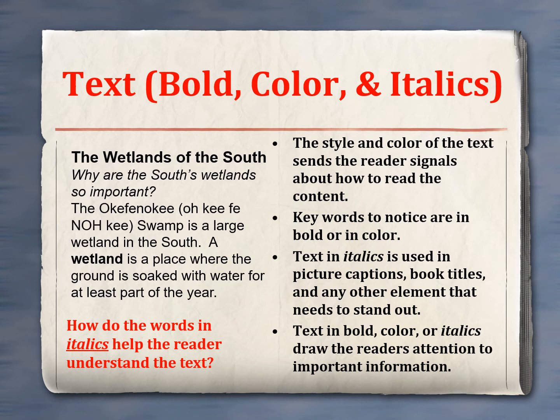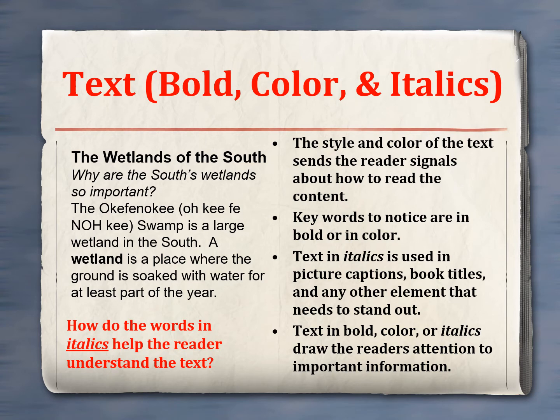So let's take a look at this little short paragraph here, "The Wetlands of the South," okay? So we can see that that's bolded, so that is probably a subheading, okay, out of a larger text. "Why are the South's wetlands so important?" We can see that that's italicized. Why is it italicized? Because that's a question that the text is probably going to answer, okay? So if you skip over that question, or if you skip over understanding why that question is there, then when you finish reading this piece of text, you won't have identified what the author is actually trying to tell you.